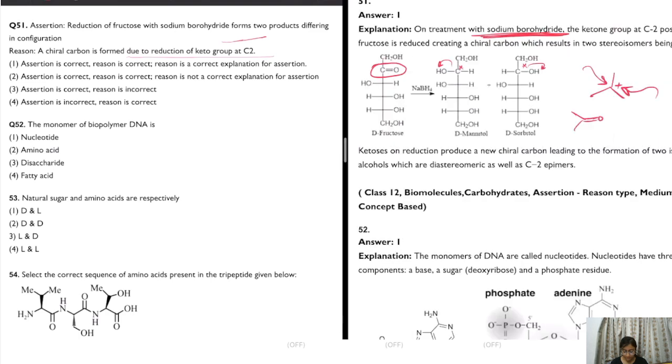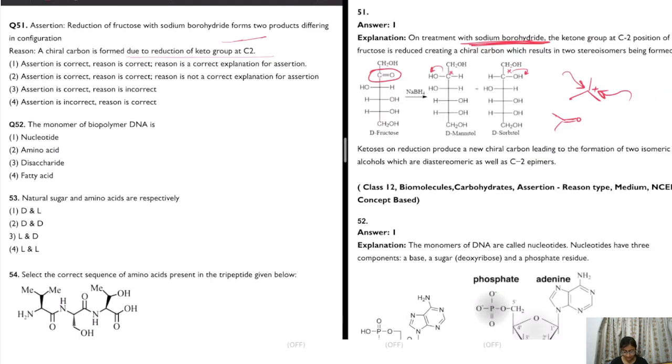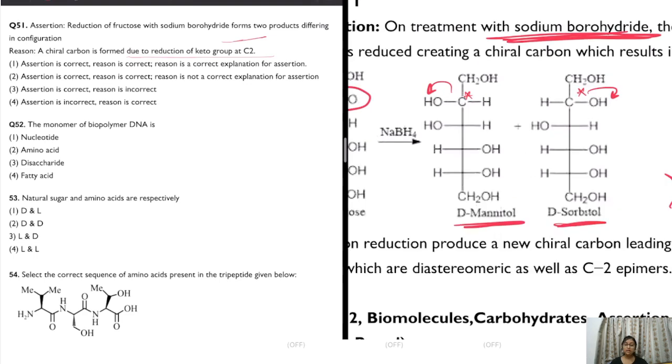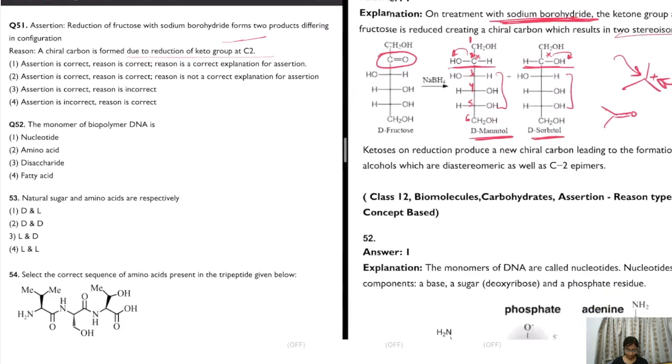So two isomers are being formed, that is D-mannitol and D-sorbitol. And these are also called C2 epimers. What are epimers? Which differ in configuration at one carbon atom. Alright. So C1, 2, 3, 4, 5. So you see the differences only here and not on any other carbon. So it is C2 epimer.